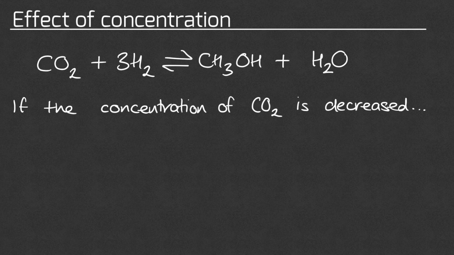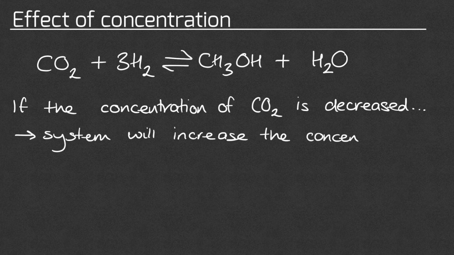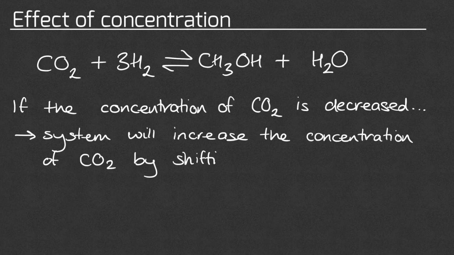If we change the question and we said if we decreased the concentration of carbon dioxide, the system would want to increase the concentration of carbon dioxide. And it would do that by shifting to the left. Because if we want to make more carbon dioxide, we're going to make more of the side which carbon dioxide is on, which is the left side, so we would shift the position of equilibrium to the left.